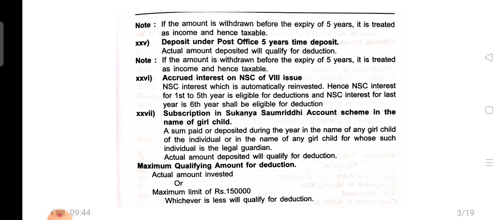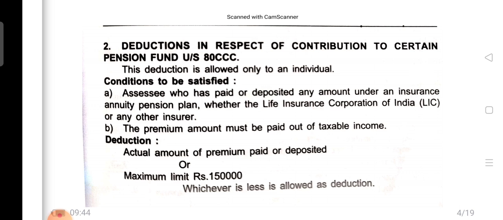Many people are making this for their girl child, especially up to 2 girl children. Government is providing a scheme called the Sukanya Samruddhi scheme account. If anybody is investing in that particular account, even that is allowed as deduction under section 80C. So what is the maximum qualifying amount for deduction? It is the actual amount invested, or the maximum limit of 1,50,000, whichever is less, will qualify for deduction under section 80C.